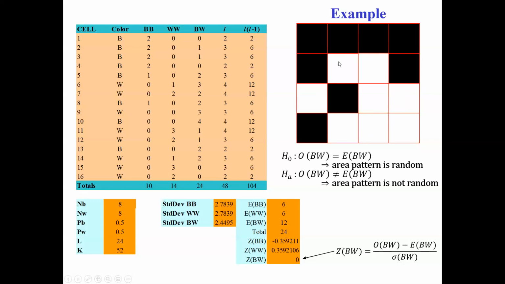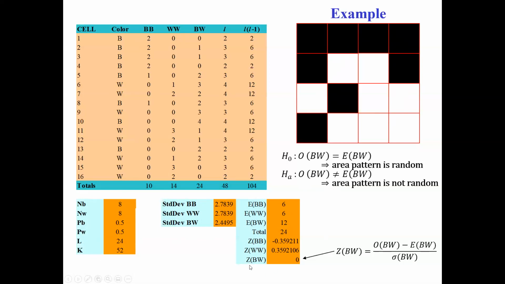So that's the result. You have to make this table, right? List all those parameters you need, and standard deviations. And also you need to calculate the expected value for them. But if you're facing a question asking you to do the test, you can simply calculate ZBW and ignore ZBB and ZWW, because eventually we're trying to find out the relationship between the observed BW and the expected BW instead of BB or WW, right?